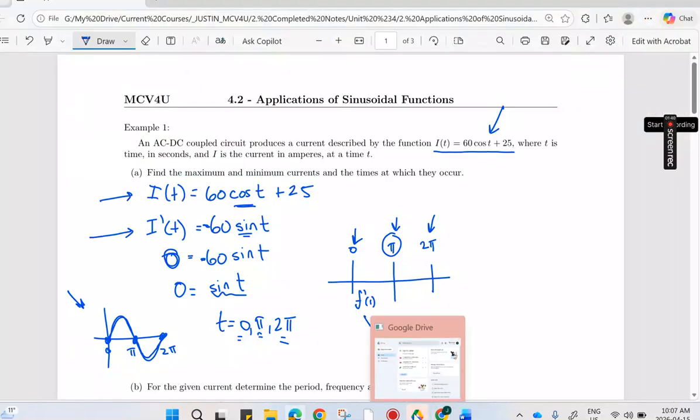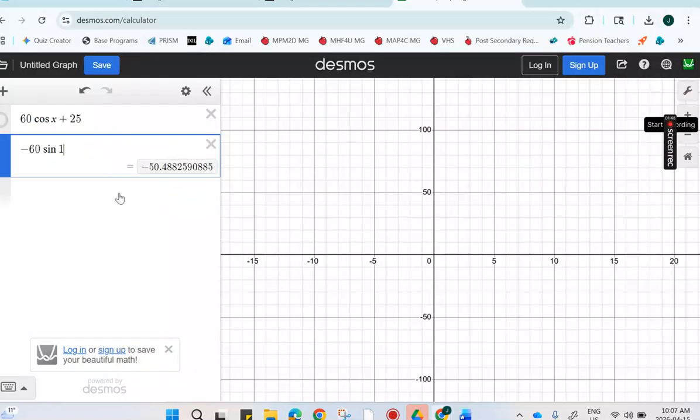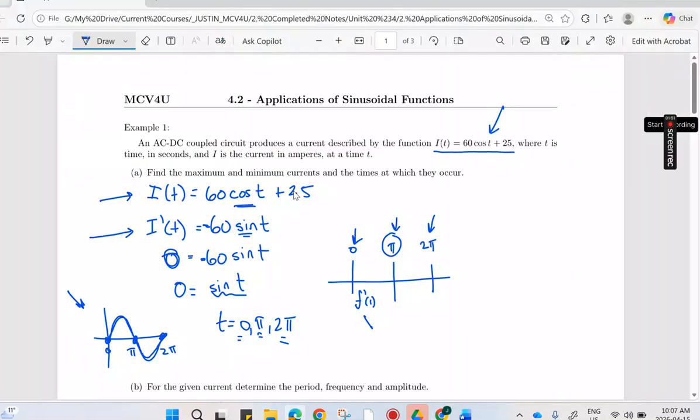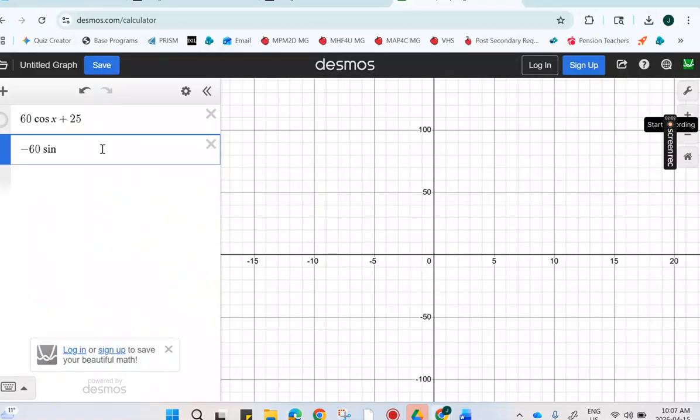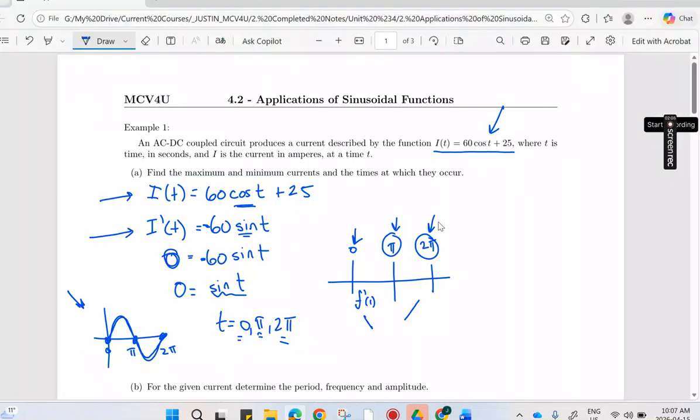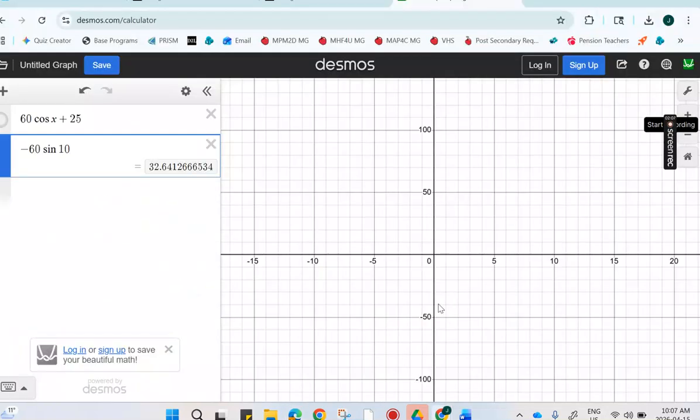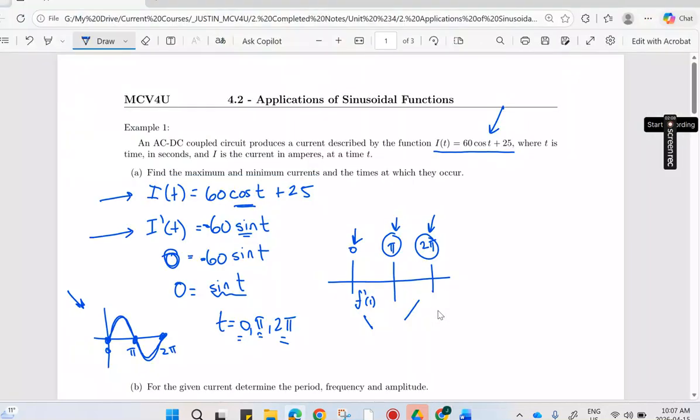So this is decreasing. Now choose a number between pi and 2 pi, so between 3.14 and 6.28. Let's try 4. That gives us a positive value. Now 2 pi is 6.28. What number is bigger than that? Let's just choose 10. That gives us a positive value, which means it is increasing.